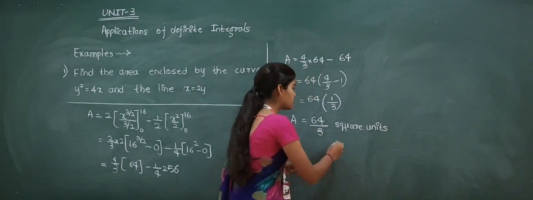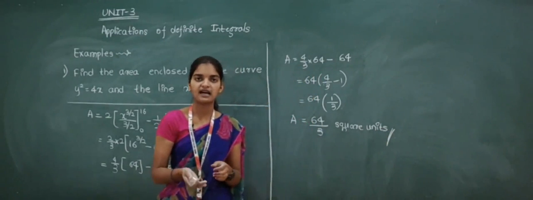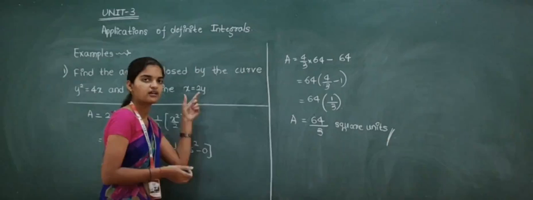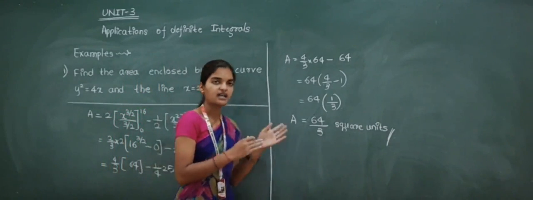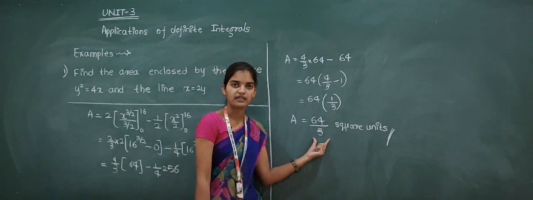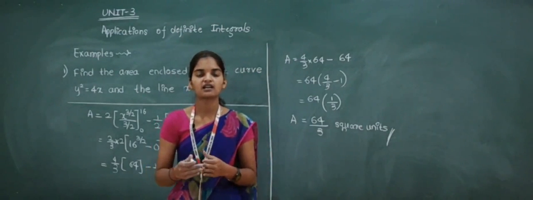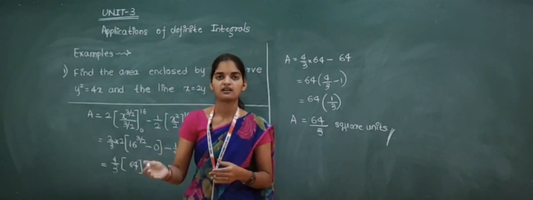So for the given y square is equal to 4x and the line x is equal to 2y, our area, that is the area bounded between those two curves, is A is equal to 64 by 3, and this is the solution. Again in the next session I will take some more examples under area itself.